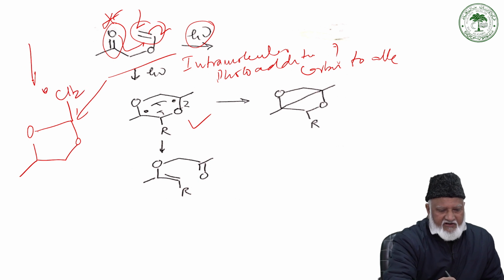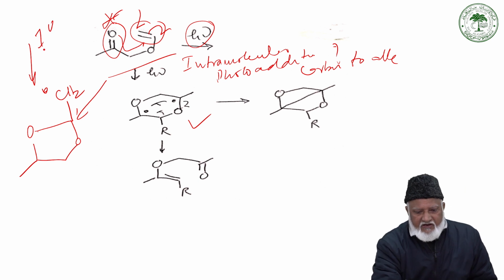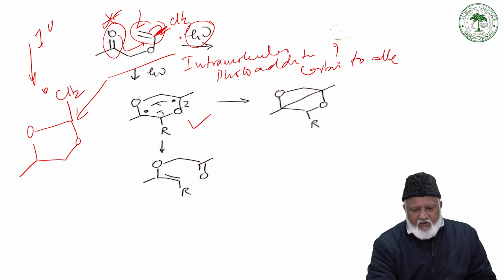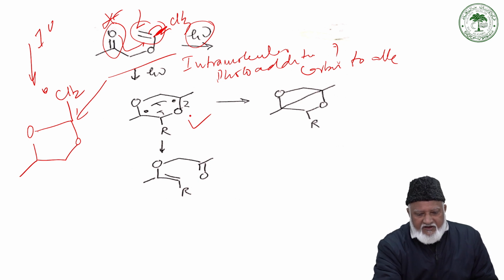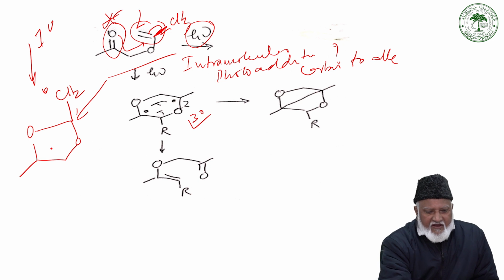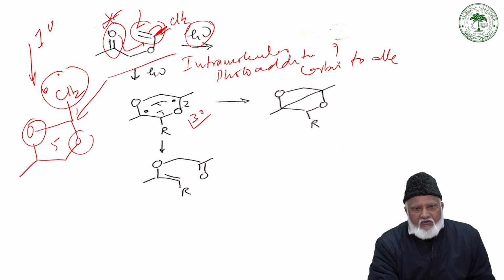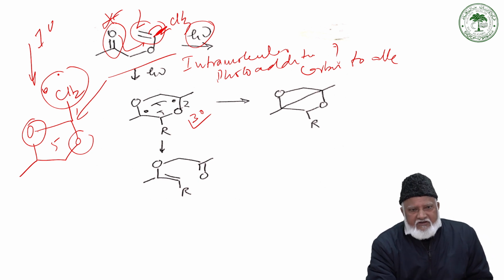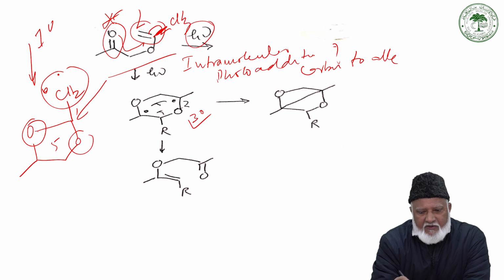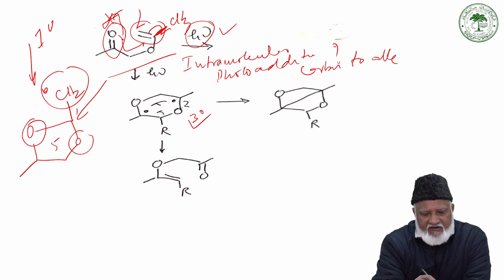So if we add to this one, we get a primary radical here. There is a methyl group here, CH3. So it is a tertiary radical and also a 6-membered ring formation. Here we are going to get a 5-membered ring with 2 oxygen atoms, and also it is a primary radical. So it is not a preferable attack. The preferable attack in the presence of light is that the excited carbonyl adds to this carbon.